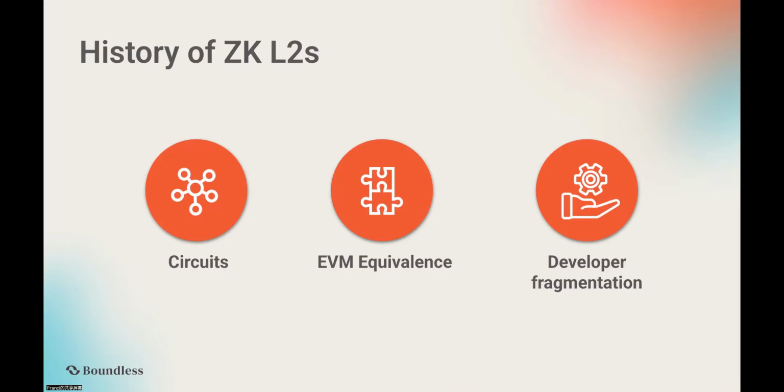I was actually doing this at one point. I quit ZK because I thought it was impossible. I was like, this is going to get no adoption. You can barely do anything. It's very slow. It's very expensive. So the circuits then caused rollups to have this EVM equivalent style.